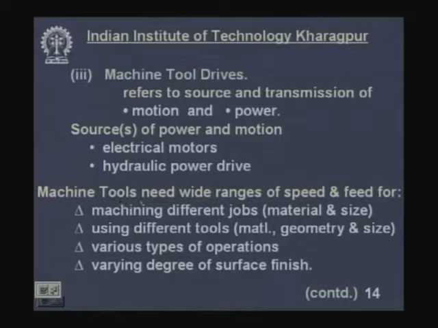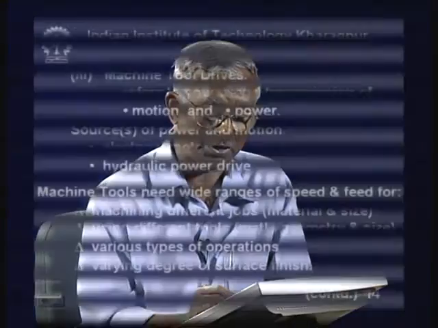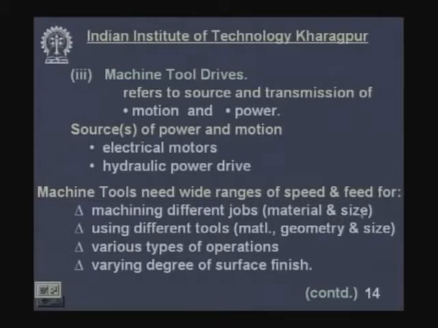Machine tools need wide ranges of speed and feed, cutting velocity and feed. Why? For machining different jobs, different materials are machined at different speeds. Strong materials, hard materials at low speed, low velocity, and softer materials at faster speed. If the job diameter is very large, the speed should be low, RPM should be low, and if the job diameter is small, then RPM should be large.